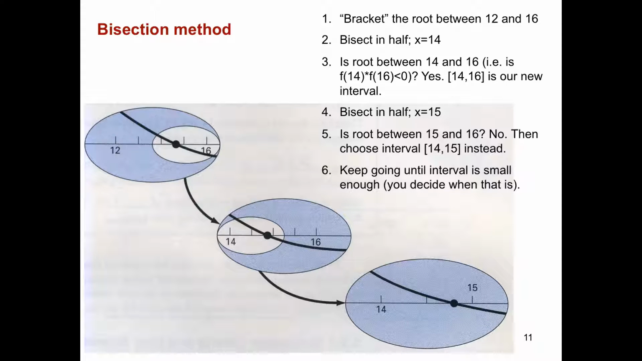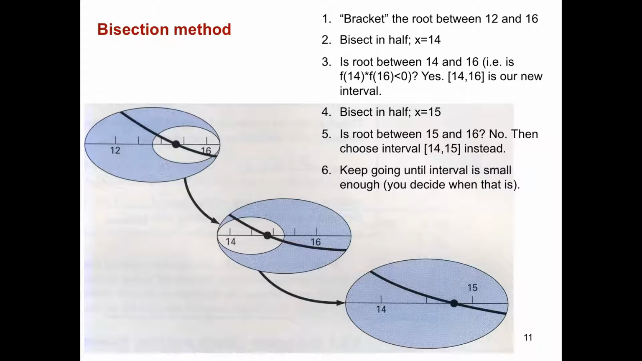Negative. So I now have f of 14 and f of 15 that are positive and negative. Therefore, f of 14 times f of 15 is negative. And I can keep going. This interval will get smaller and smaller, and I will presumably get closer and closer to this value where my function is 0.